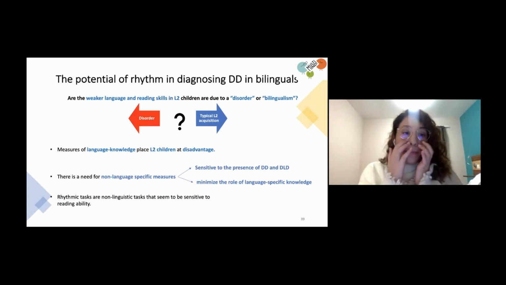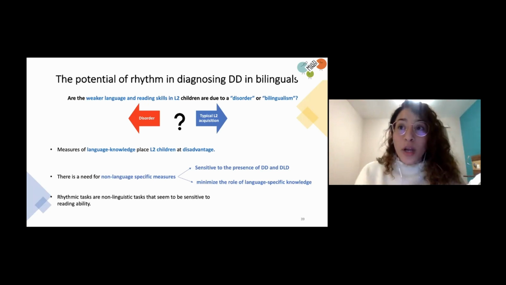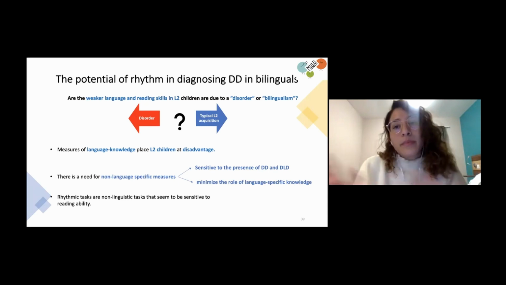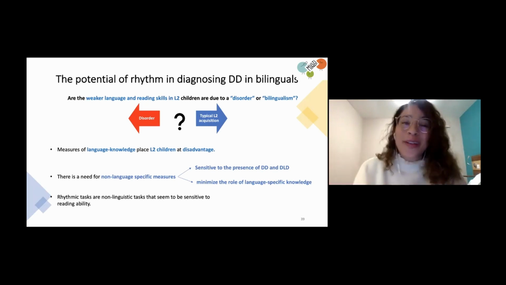So we know that measures that rely on language knowledge, such as standardized language tests or standardized reading tests, rely on our language knowledge. And the language knowledge of bilingual children depends on the factors of their exposure. So their knowledge is not always controlled, and they seem to perform below. If we use language knowledge measures, bilingual children may underperform monolingual children, as I have just discussed.